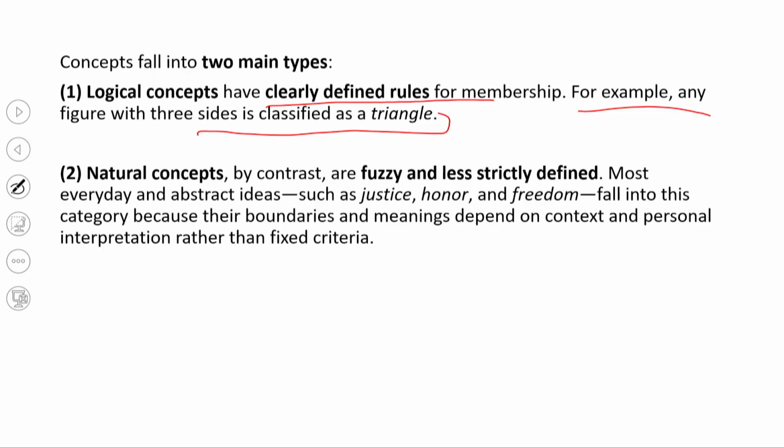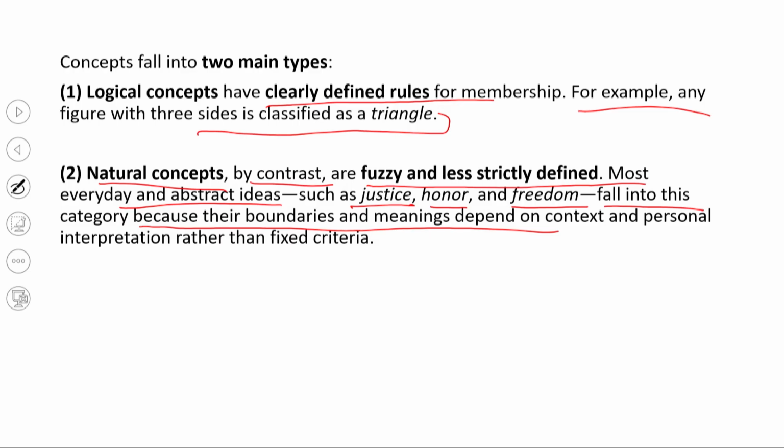However, there is another category of concept called natural concepts. Natural concepts are not very logically defined. They are in contrast to logical concepts. They are also called fuzzy and less strictly defined. Most everyday abstract ideas such as the concept of justice, honor, freedom fall into this natural concept category, because their boundaries and meanings are very fuzzy and everybody may define them in their own ways. So, there is a lot of subjectivity involved. So, that is called natural concepts.